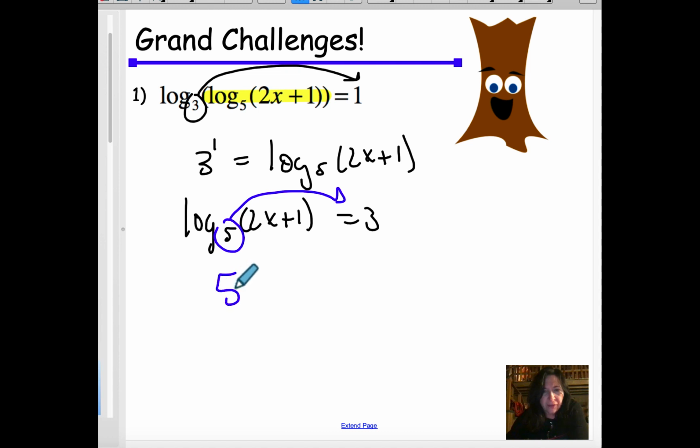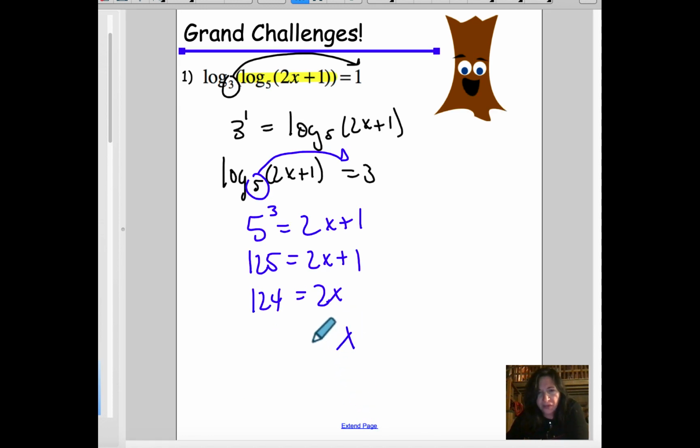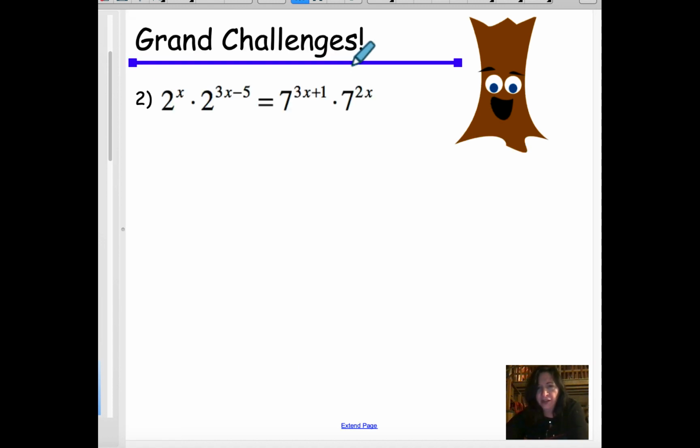So I'm going to go 5 to the 3rd power is equal to 2x plus 1. And so that's 125 equals 2x plus 1. And subtract 1, I get 2x equals 124. And so x is going to equal 62. And make sure you check your work, right? 2 times 62, that's positive, plus 1, positive, we're good. Argument's positive.